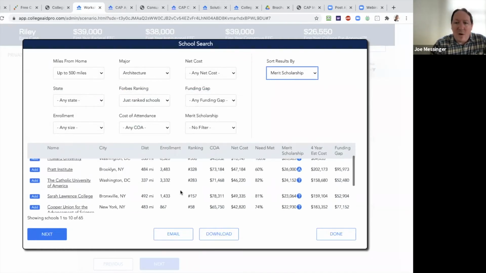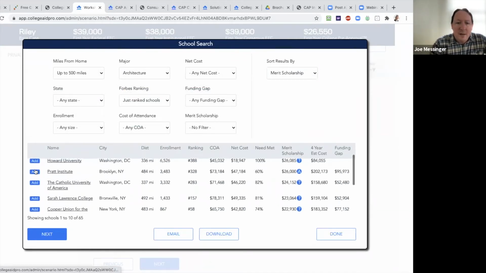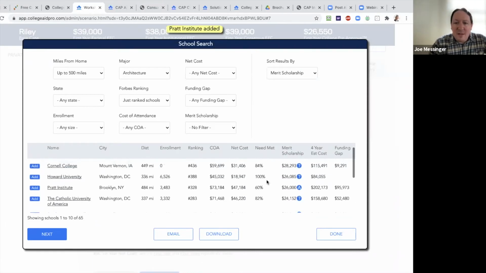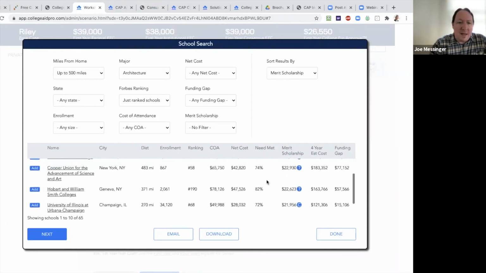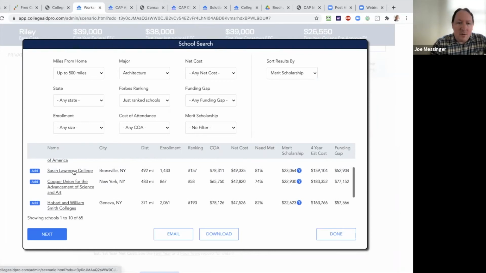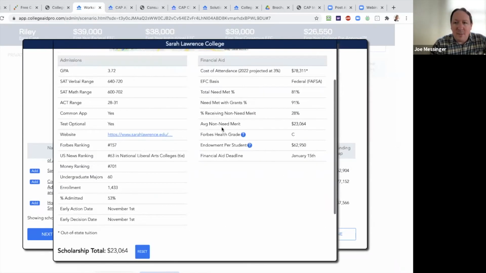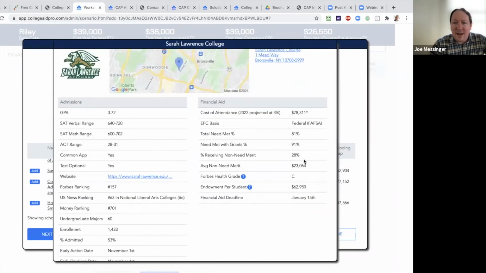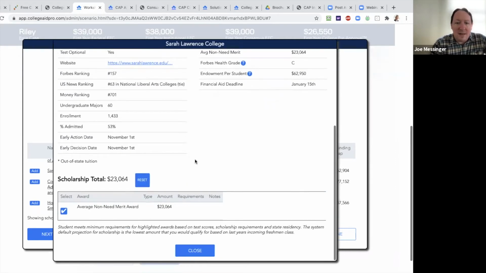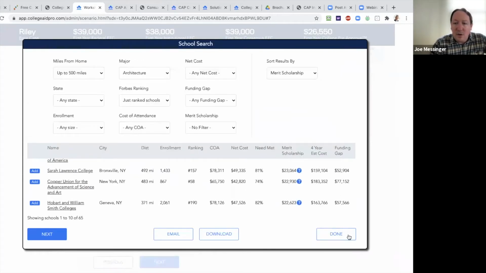So these are pretty powerful things. You can add them right to the list. You can go explore more, learn more about that college. And what are we looking at here? Okay, well, Sarah Lawrence, what does that look like? What type of grades? Oh, cool. It's $78,000, but they do pretty good with non-need merit. So cool, let's go ahead and add that to the list. I think it's a pretty good school for us to consider. So, again, the power there.